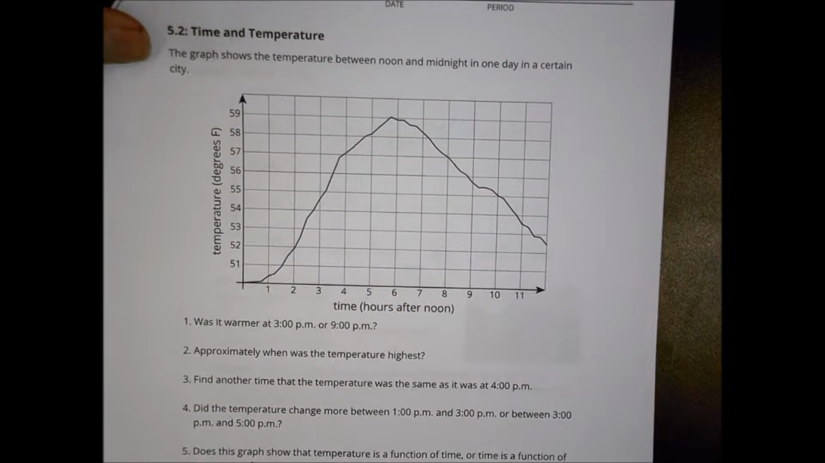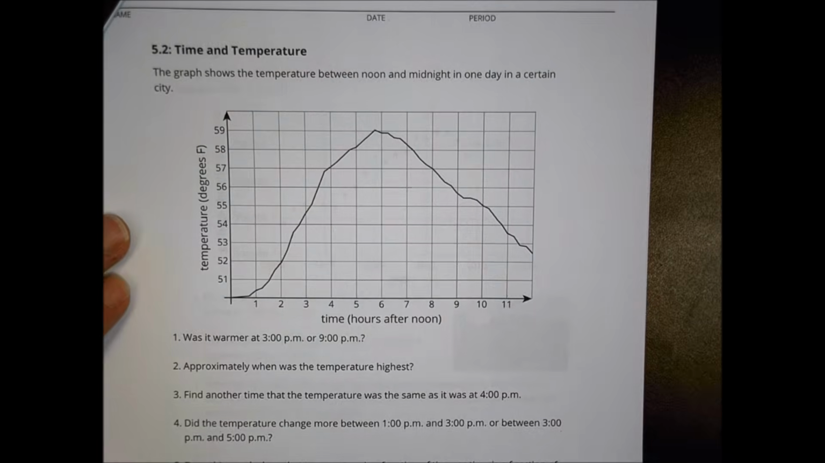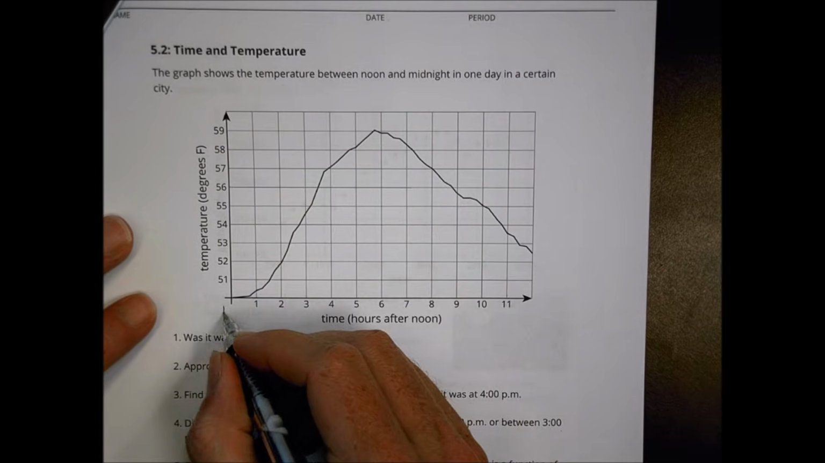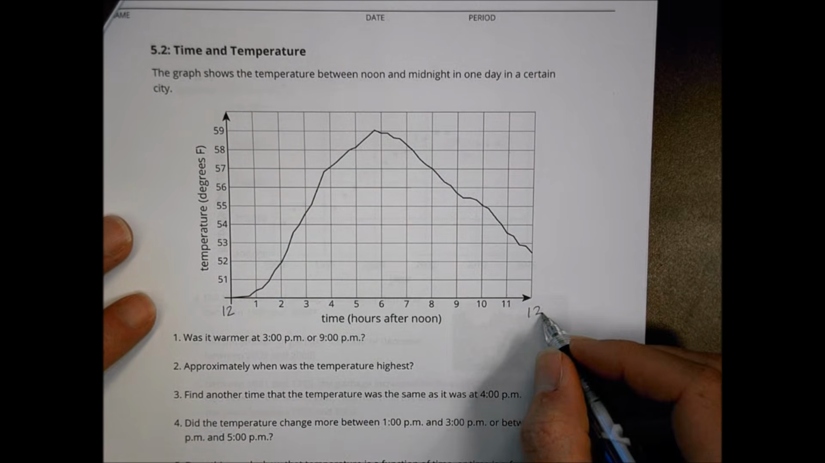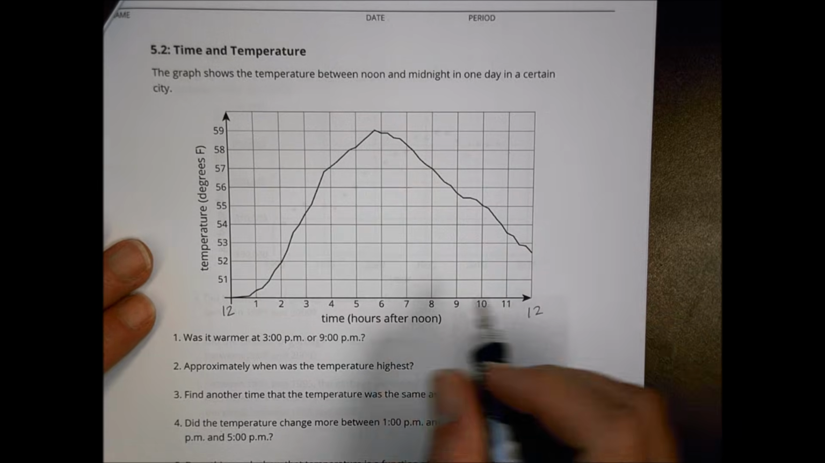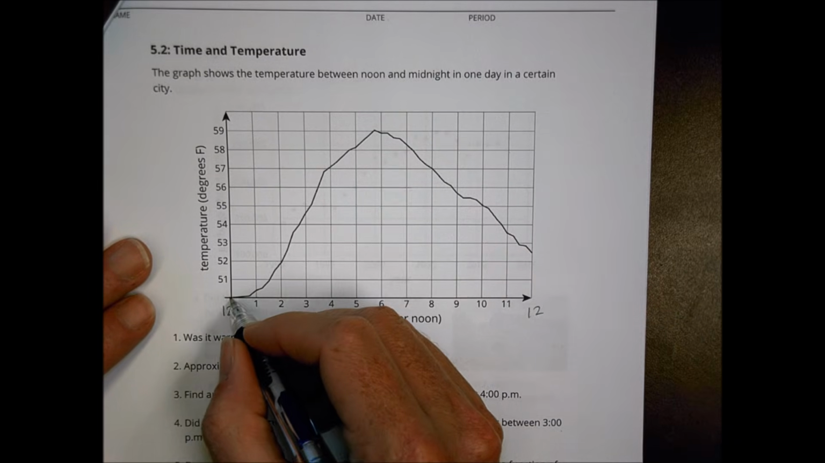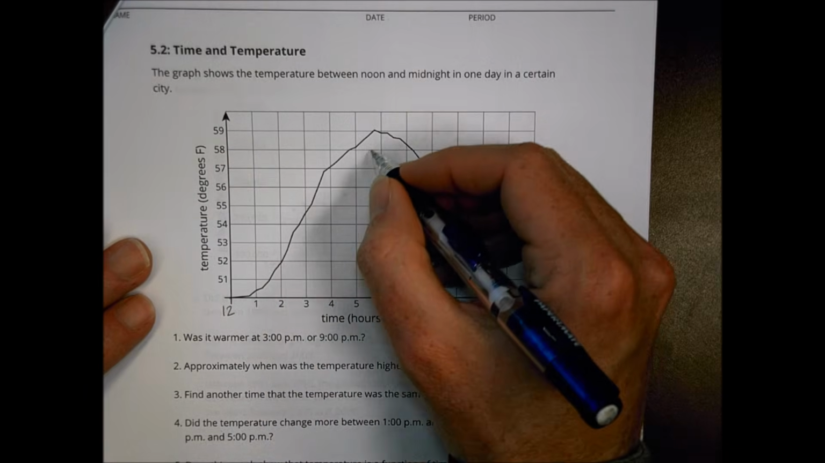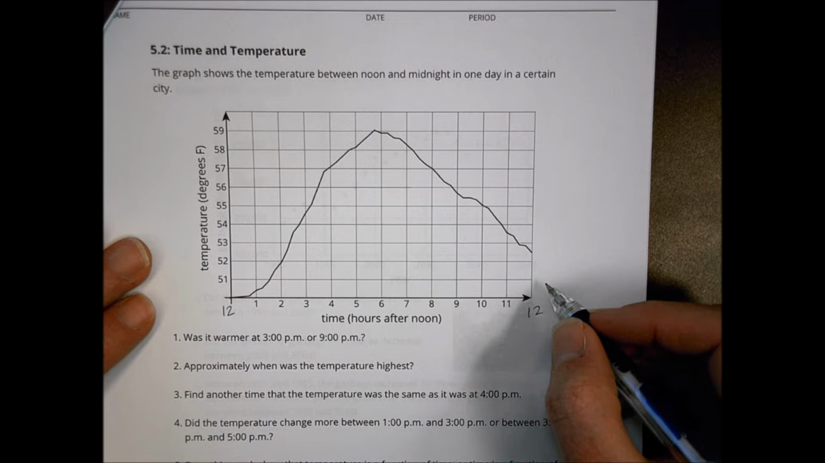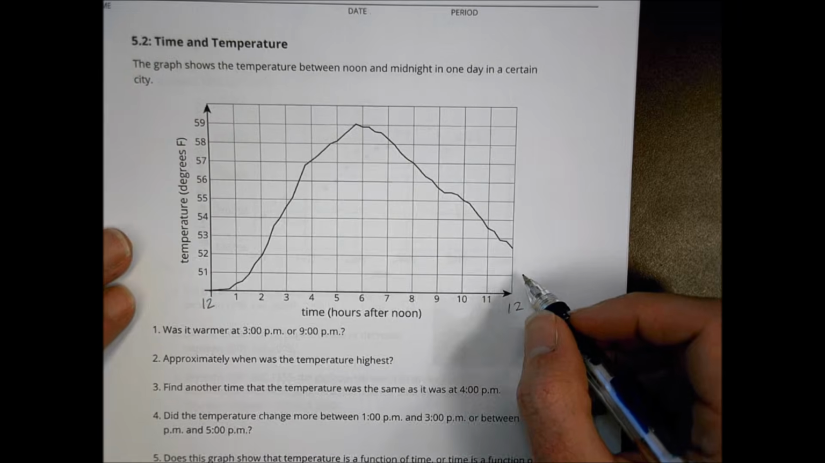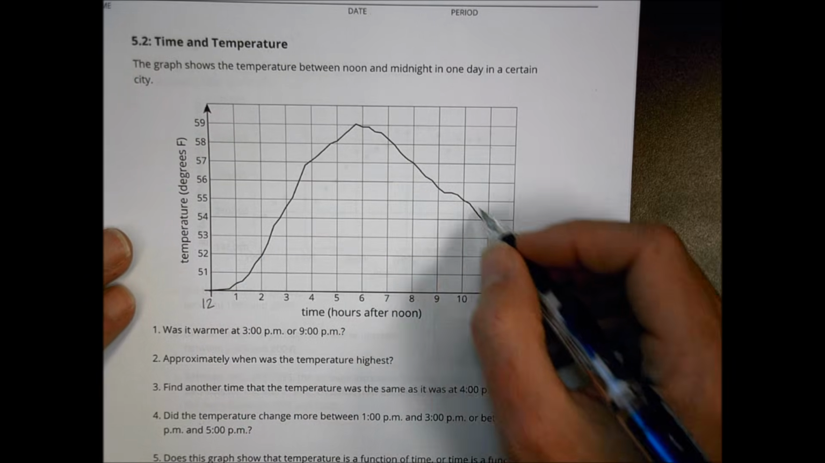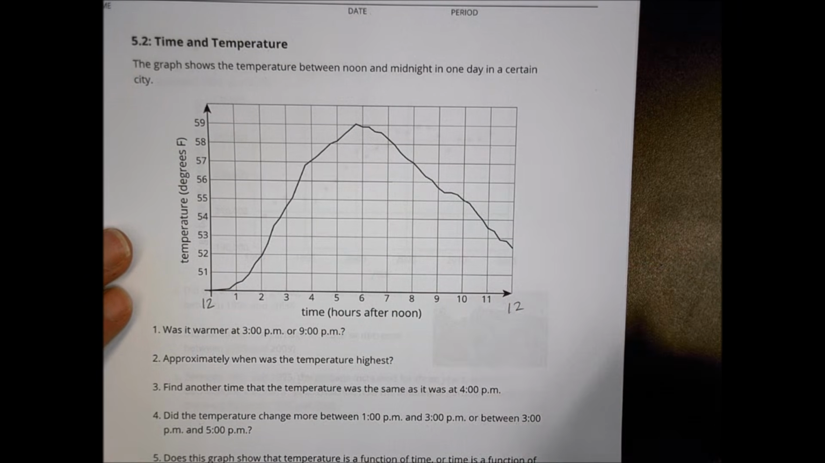So let's look at the next section. This next section shows a graph of temperature between noon, here's noon, 12 o'clock, and midnight in one day in a certain city. So we can see the temperature at noon is about here, and it tends to go up a little bit, and then it comes back down as it gets further on in the evening. So it's that gradual increase and decrease of temperature in one city.